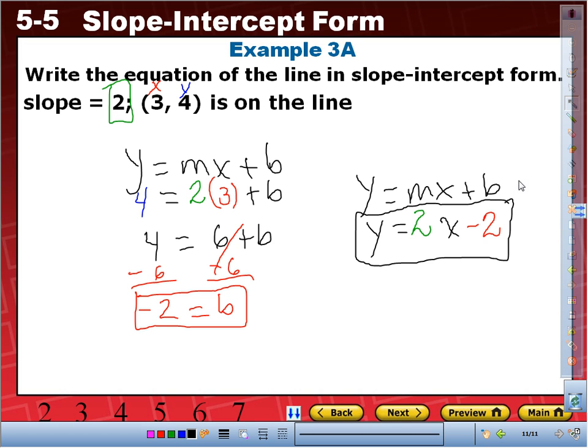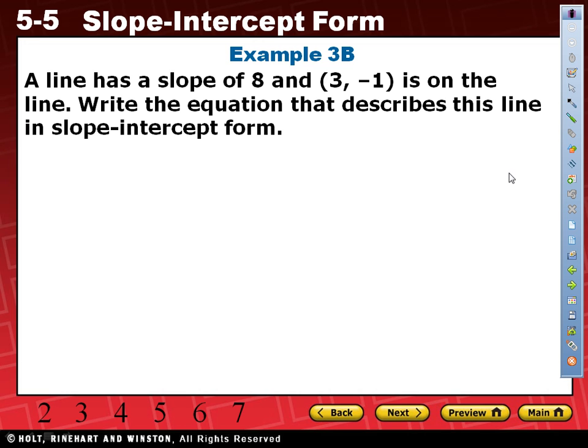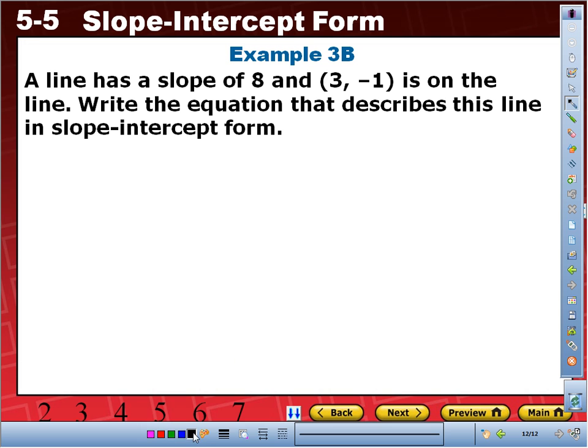All right, example 3B. So this is the first one. We'll do the next one together just to make sure we got this. Here we go. 3B. You don't have to copy all the verbiage. Just copy the slope. What is the slope? 8. And what is my point? 3, negative 1. Copy those two pieces of information. All right, so let's do this one together. Since I don't have an equation, I write my slope-intercept form, right? Okay, so what is it? y equals mx plus b.